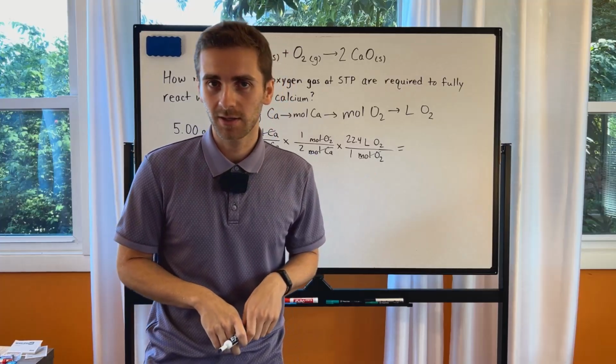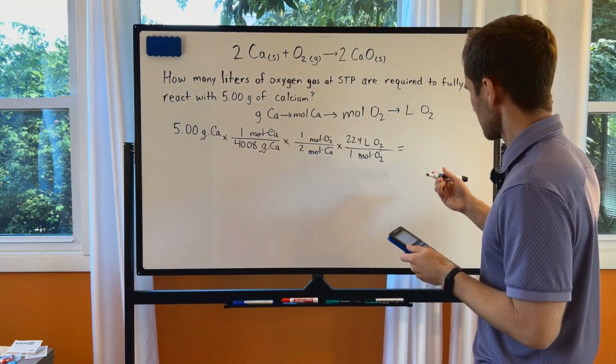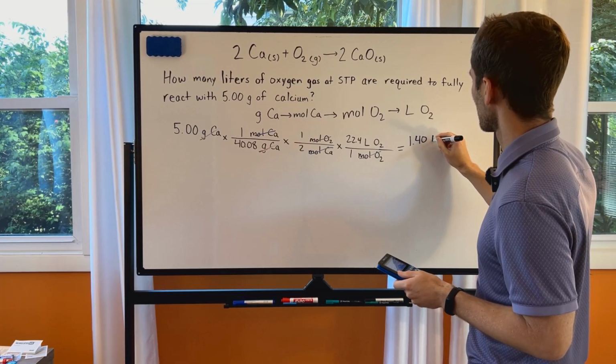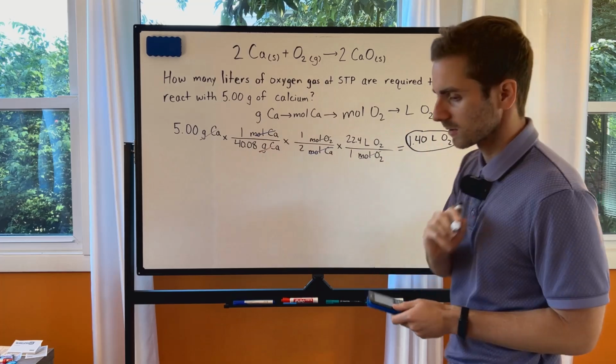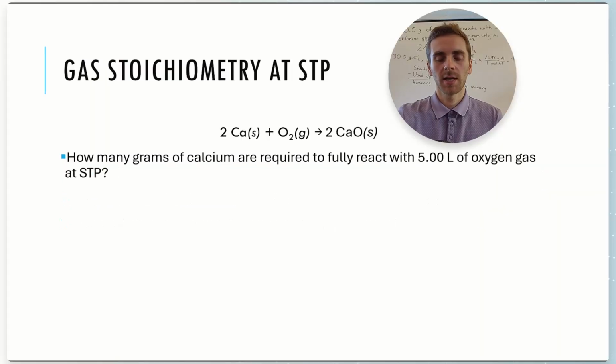I gotta go get my calculator real quickly. We get 3 sig figs, 1.40 liters of oxygen gas.